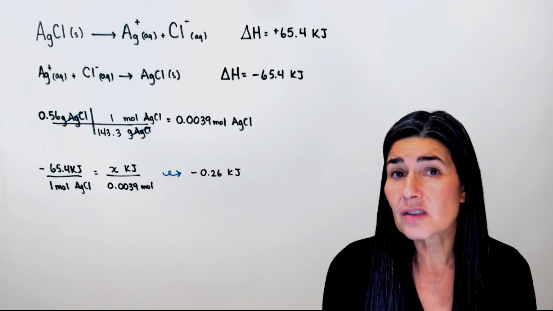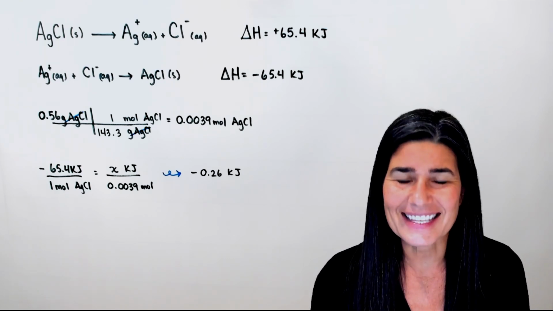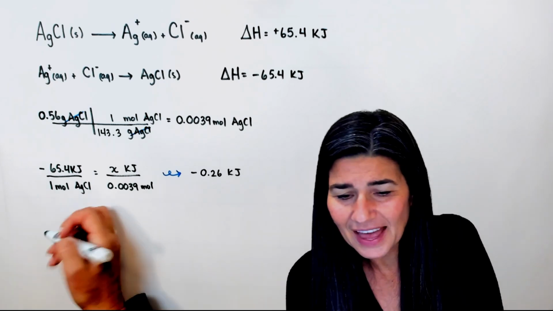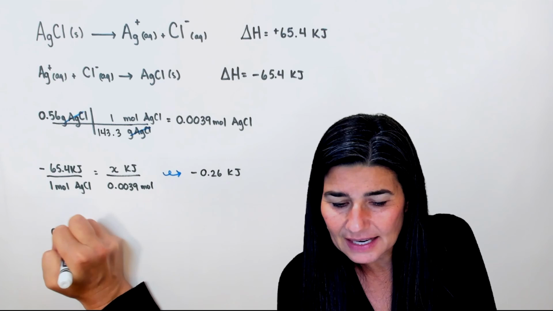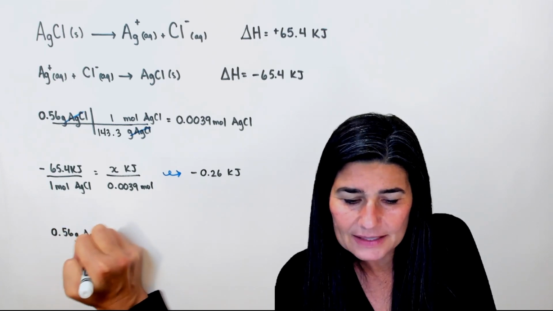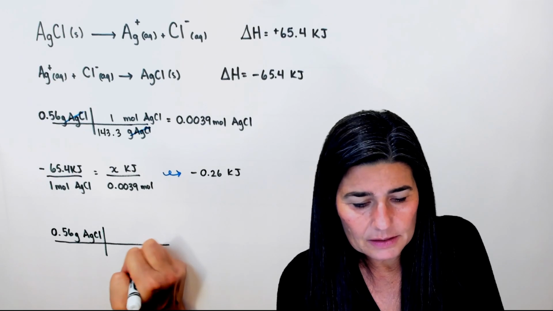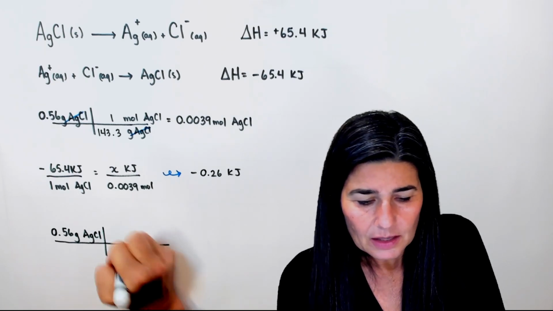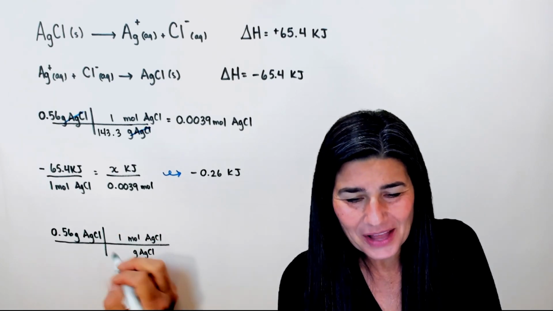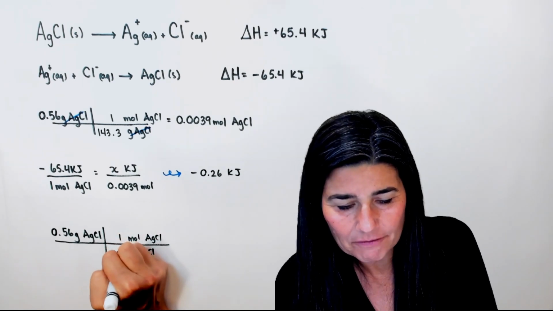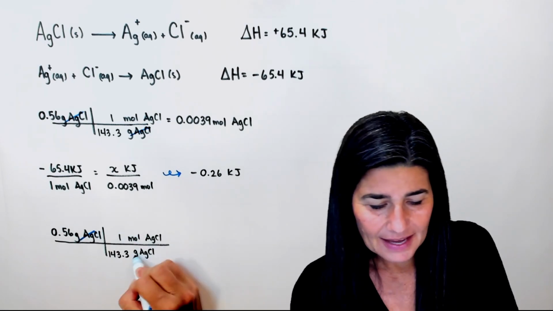Now, we could do this also using dimensional analysis if you prefer. We're going to get the exact same answer. I'm going to start with the 0.56 grams of my silver chloride, AgCl. I'm going to get rid of grams of AgCl and go to moles of AgCl. 1 mole has a molar mass of 143.3 grams. Grams cancel out.